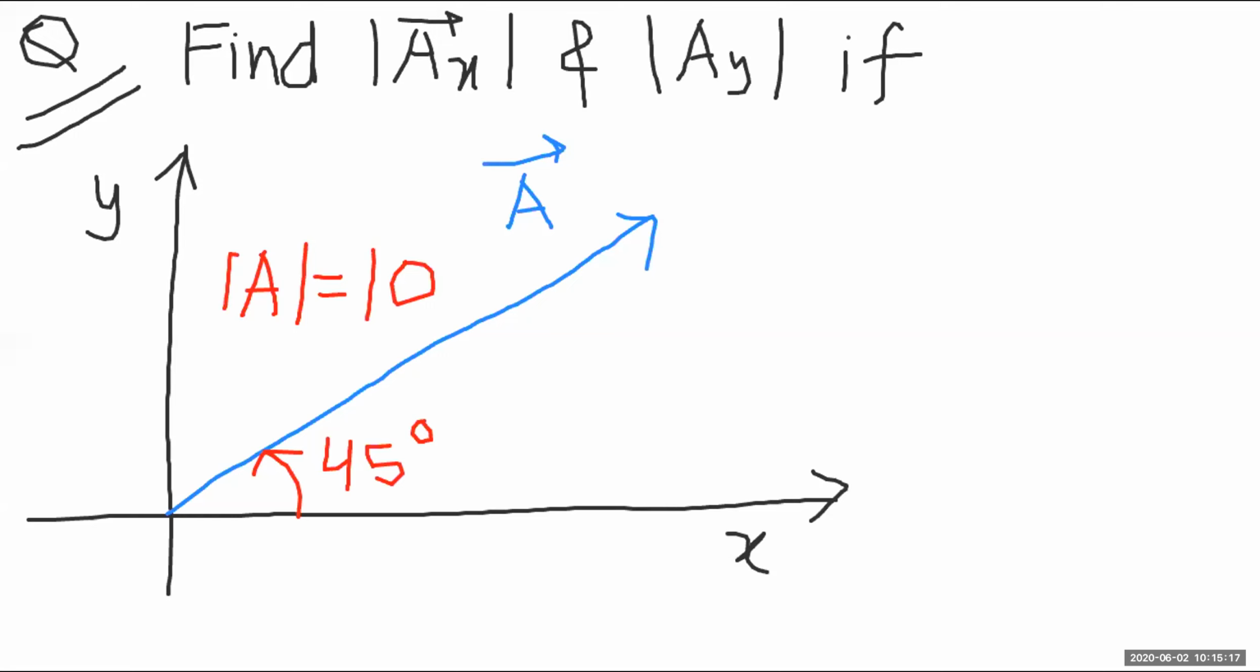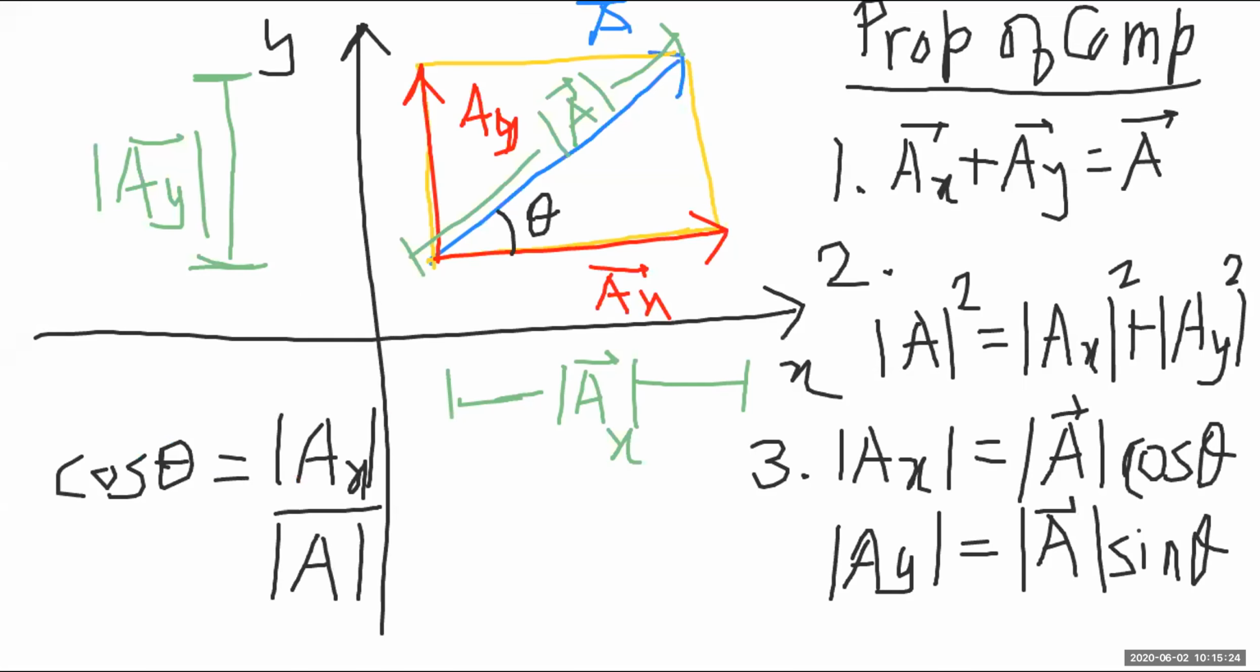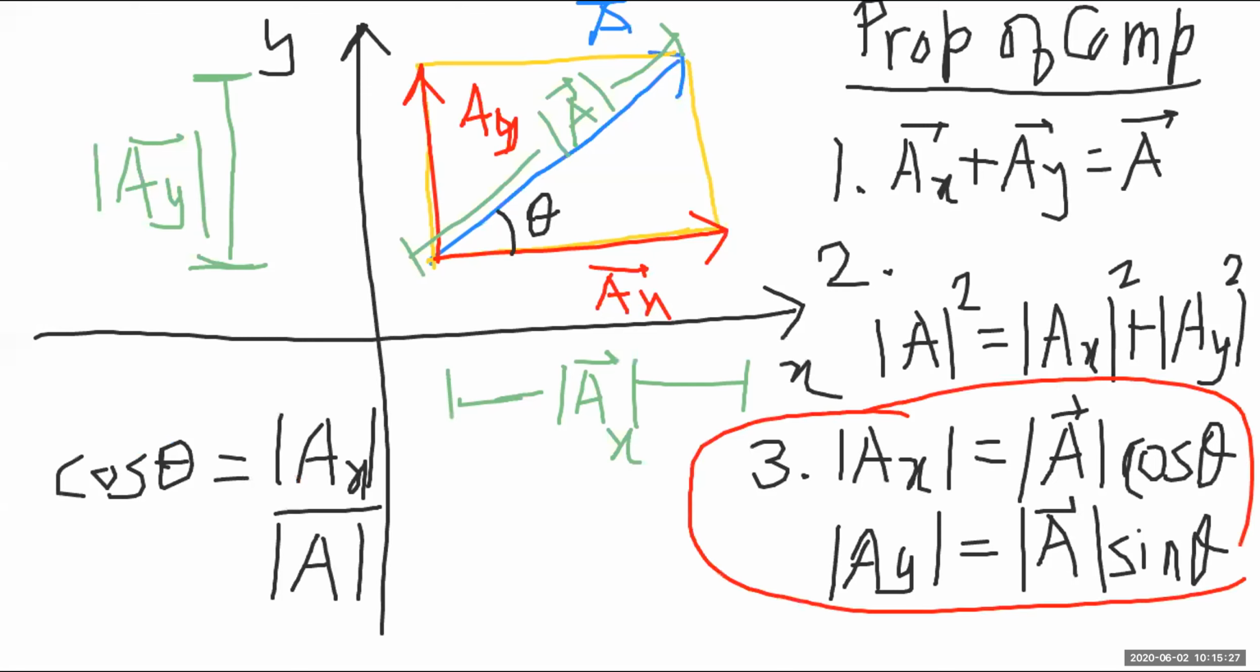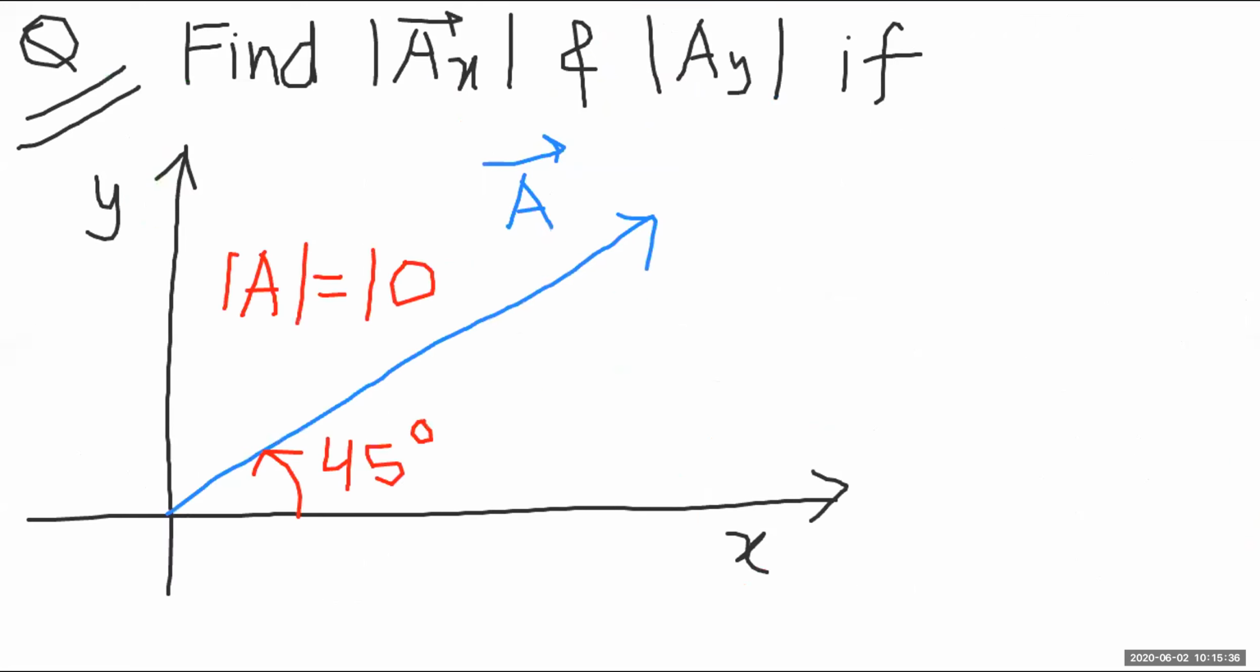So, what have I used or what should we use? We should use property 3, right? The angle between the x-axis and the vector is given. Therefore, we should use property 3. Ax is equal to. But remember that all I'm doing is I'm constructing a right angle triangle here, the hypotenuse of which is 10. And we wish to figure out this side and this side of the right angle triangle. ठीक है?